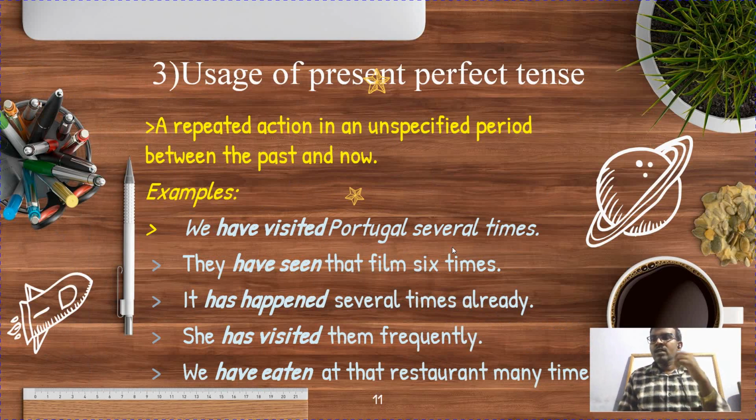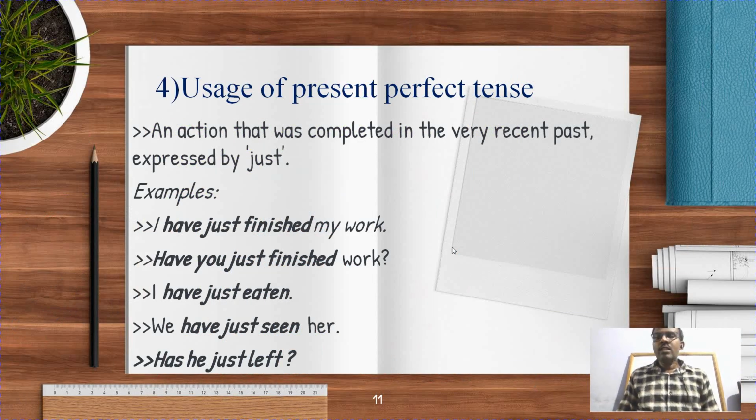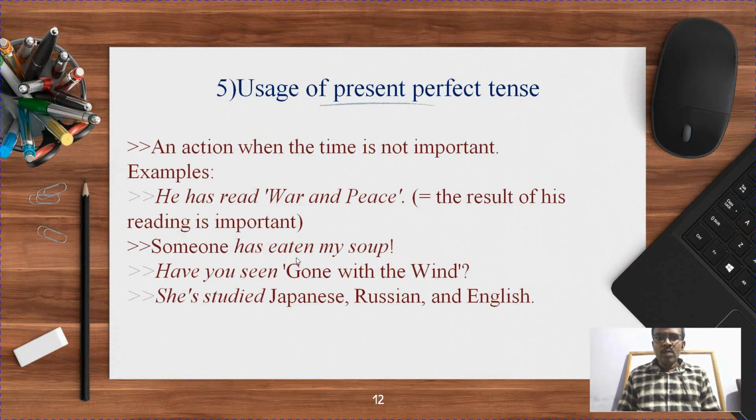Third one, repeated actions. We have visited Portugal several times. I have visited my school as an alumnus many times, right? So these are repeated actions. And the fourth one, an action that was completed in the very recent past and expressed by just. He has left the school just now, right? And the last usage of the present perfect tense is an action when the time is not important. The action is important, but the time is not. Have you seen Gone with the Wind? He studied Japanese, Russian, and English. The action, learning, is important, but the time is not given much importance.